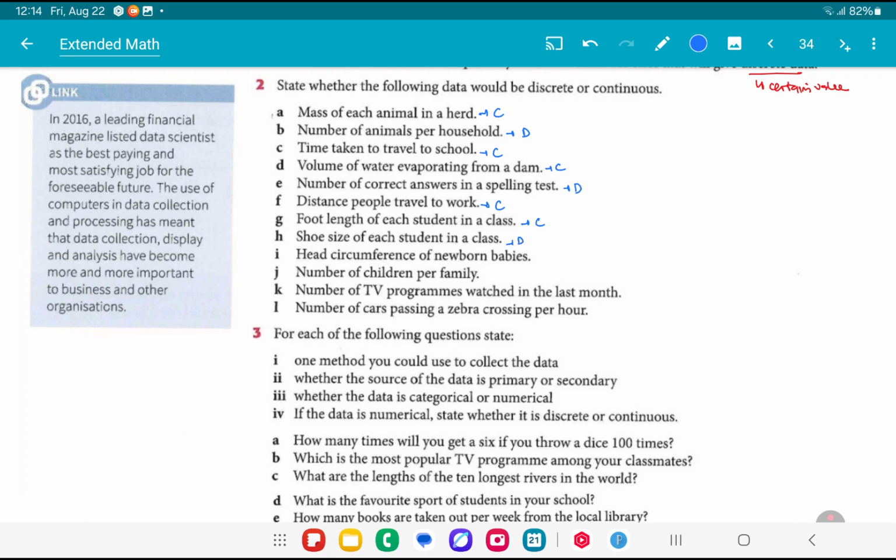Head circumference of newborn babies. This one also varies, given in an interval. Number of children per family. This one is discrete data. Number of TV programs watched in the last month. This one also discrete. Number of cars passing a zebra crossing per hour. This one is also a discrete data.